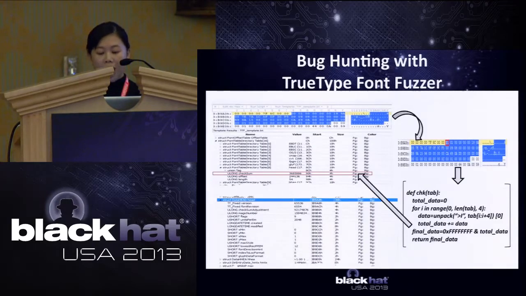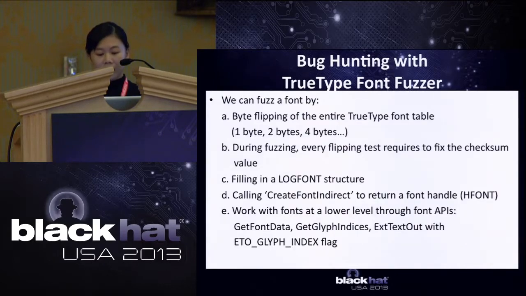This slide shows you how the smart fuzzing technique can be used to fix the checksum value. As shown in the slide, the byte flipping changed the first byte of contents from 00 to 01, and our code will update the new checksum value for each byte flipping test case. So now let's jump to the TTF font fuzzer. Fonts can be fuzzed via different methods, either 1 byte, 2 byte, or 4 byte flipping, and etc. However, no matter how the targeted font is fuzzed, as mentioned earlier, every byte flipping test case is required to fix the checksum value.